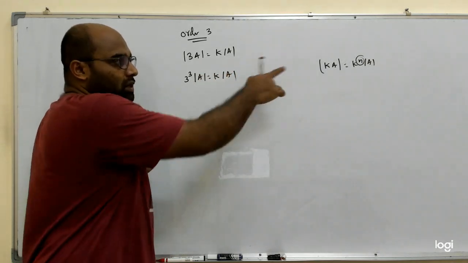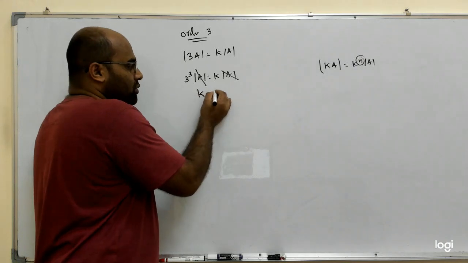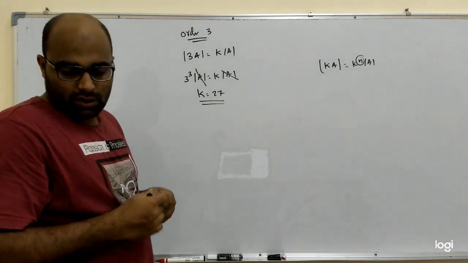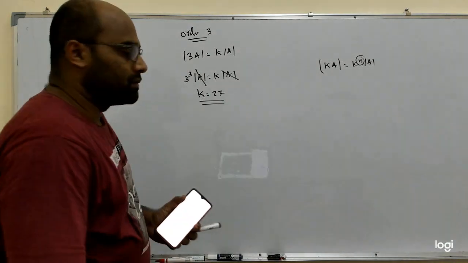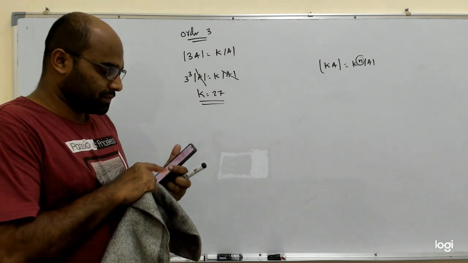On the left side I applied this result. So we can cancel determinant A, and K equals how much? 27. I hope you understood this one. K equals 27. Please copy this one. After that, next question.